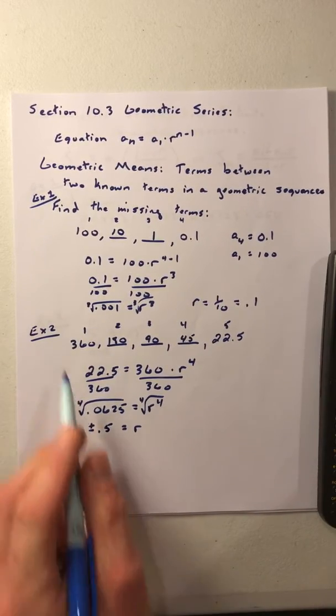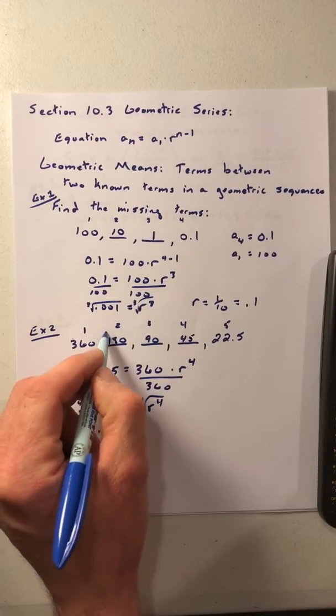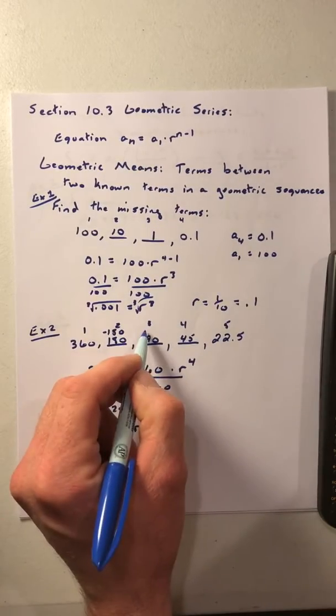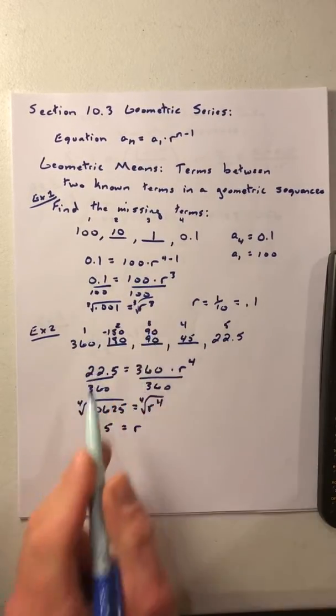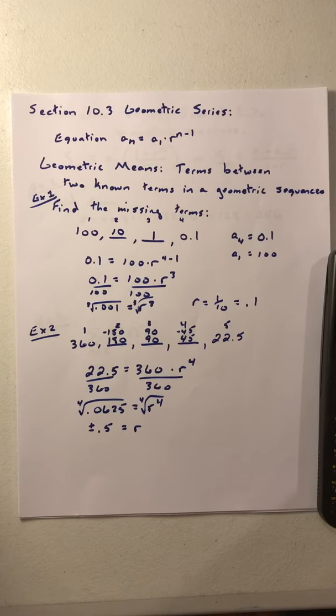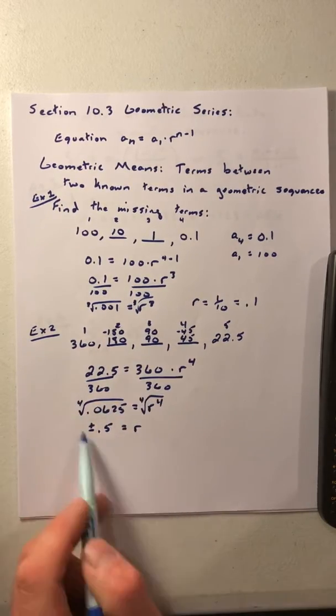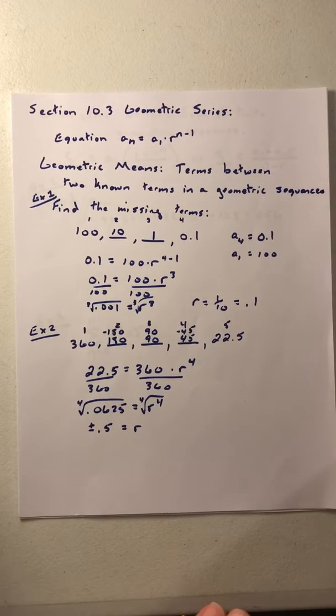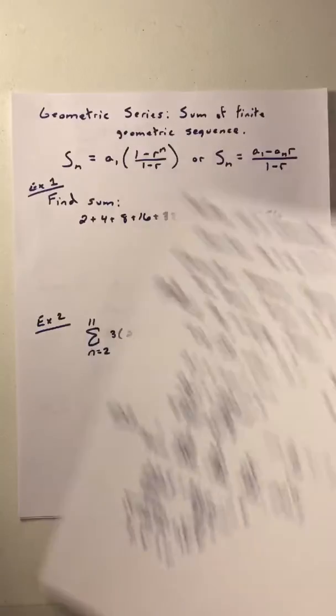We can also check out the negative. 360 times negative 1/2 is negative 180. Negative 180 times negative 1/2 is a positive 90. 90 times negative 1/2 is negative 45. And then negative 45 times negative 1/2 gives us 22.5. So we're going to see that we have two r values that allow us to figure out this geometric means. So we have two sequences that would give us a true statement.